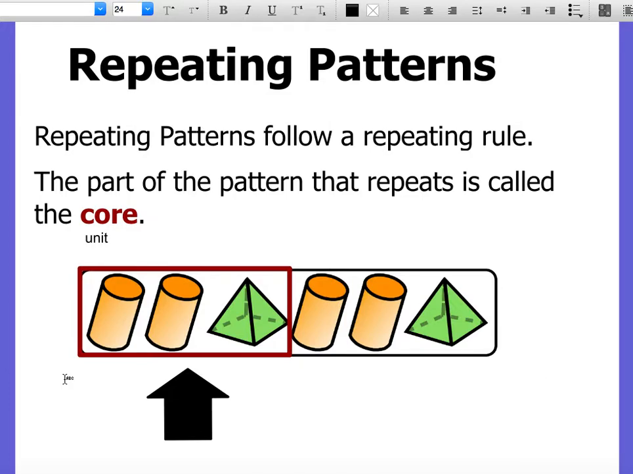The unit or the core is the piece that you're going to see over and over again. And we can anticipate what happens next. So we have cylinder, cylinder, pyramid. Cylinder, cylinder, pyramid. What might be next? Right. Cylinder, cylinder, and then pyramid again.